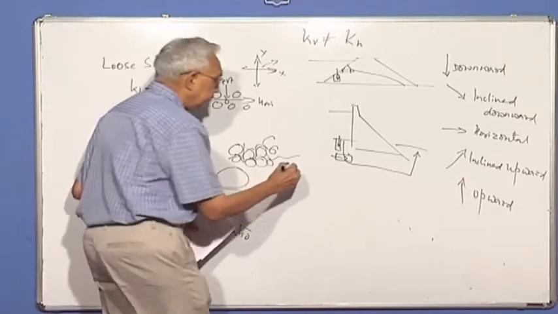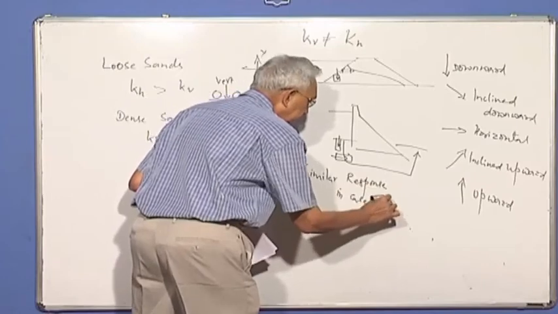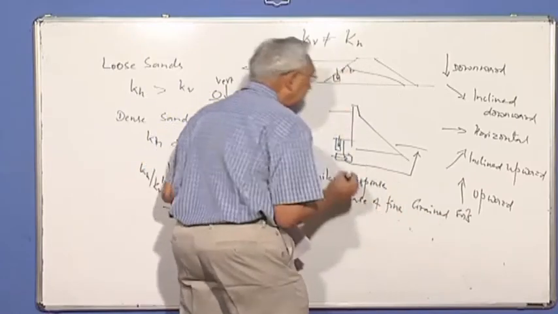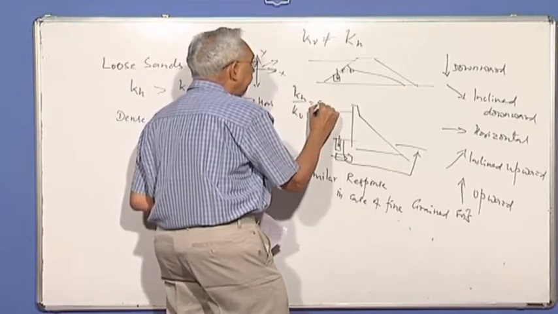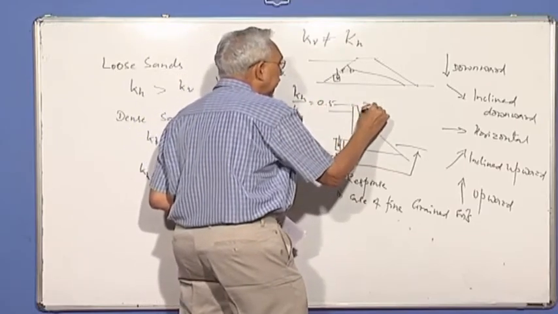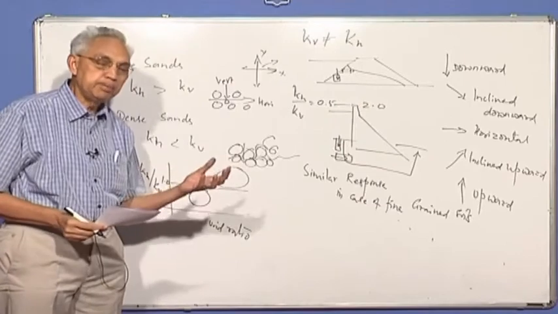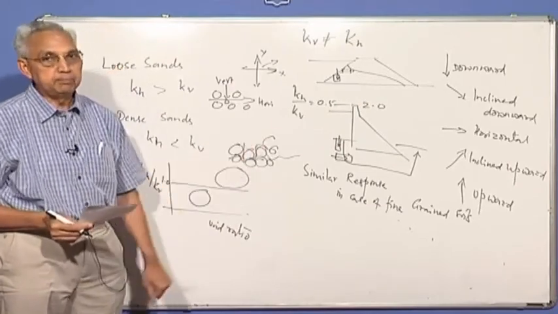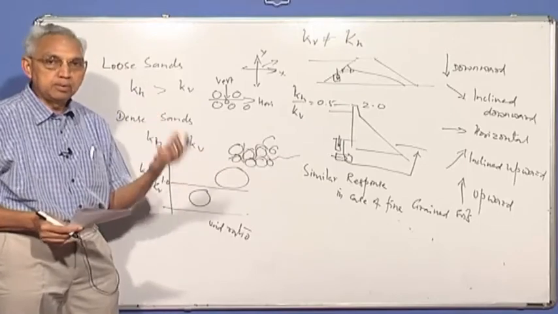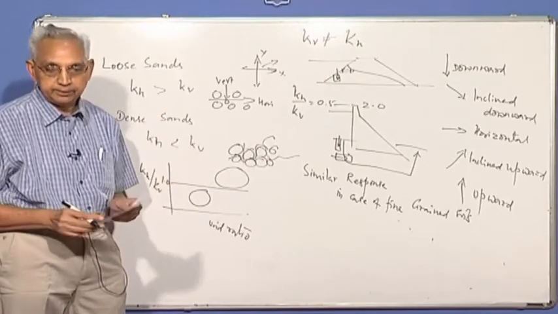Similar things happen in case of fine-grained soils also. This ratio Kh by Kv can vary from, let's say, 0.5 to 2, which means the horizontal permeability can be less than vertical permeability or more than vertical permeability, depending on the compaction conditions, the void ratio, etc.